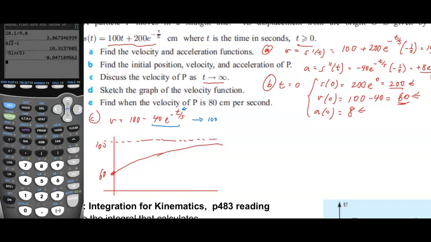Find when the velocity of P is 80 centimeters per second. That looks like it would happen about here. Let's find that using the function 100 minus 40 e to the negative t over 5 is equal to 80. Is that right? 80. And let's solve that.